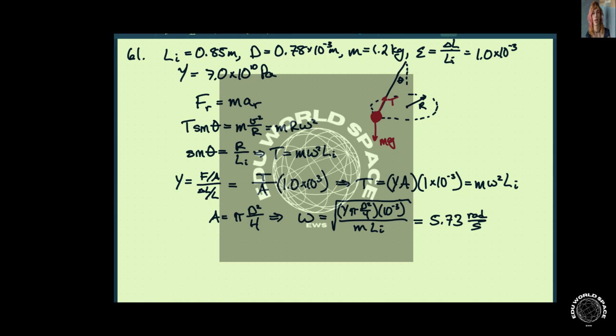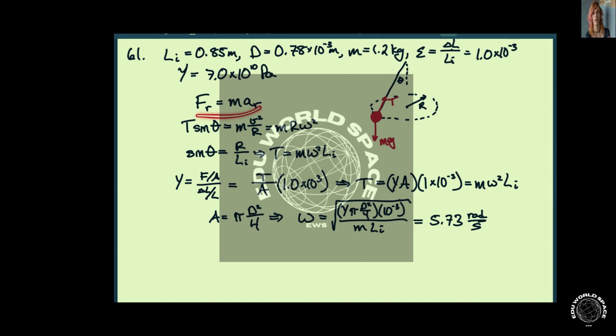Okay, that's right. So we have this initial length. We know the diameter of the wire. We know the mass of this ball. We want to figure out how fast this thing should be spinning around so that we get a 1 microstrain or millistrain, which is 1 times 10 to the minus 3 for a strain. And we're told that the Young's modulus for the wire is 70 gigapascals.